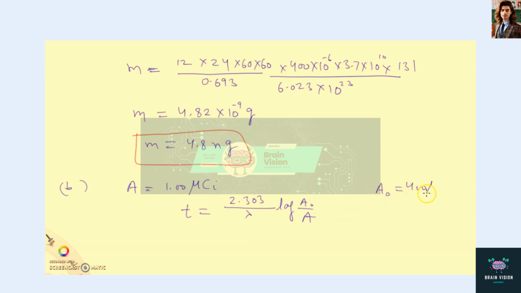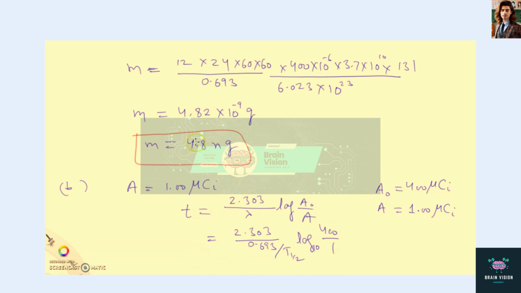where A naught is the initial activity, meaning the decay rate, which is 400 microcurie, and A here is 1.00 microcurie. This time we will not convert curie into decays per second, because it will cancel from numerator and denominator. Now this is 2.303 divided by 0.693 upon T half into log base 10 of 400 divided by 1.